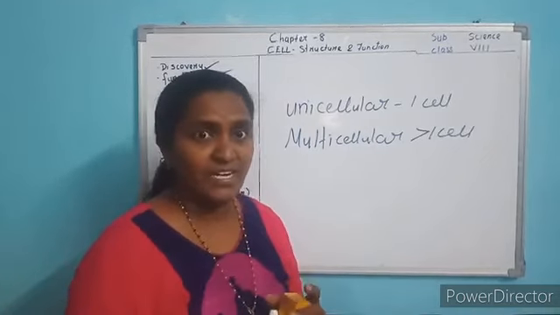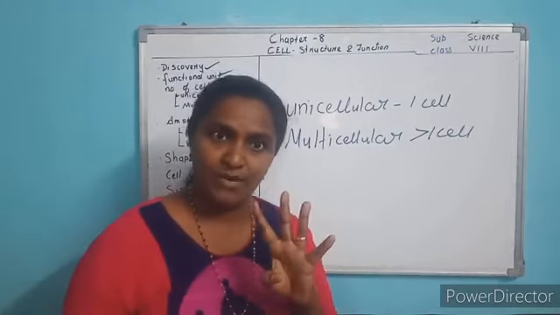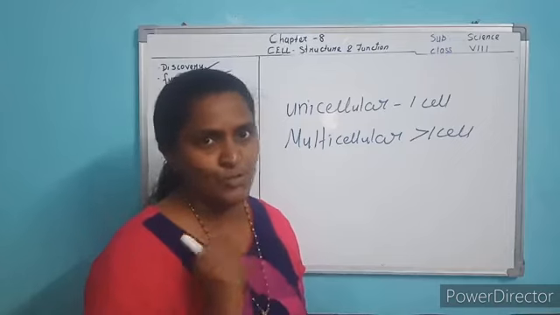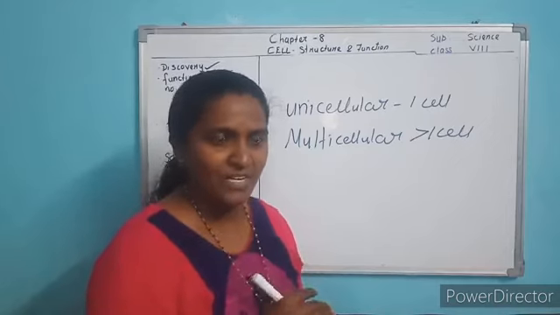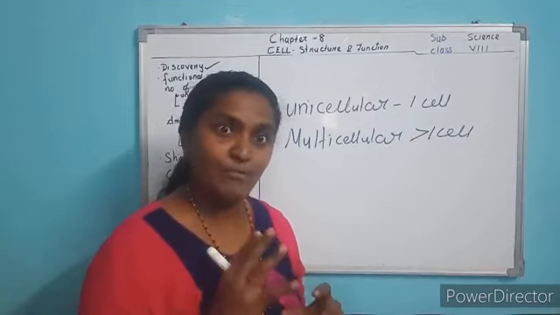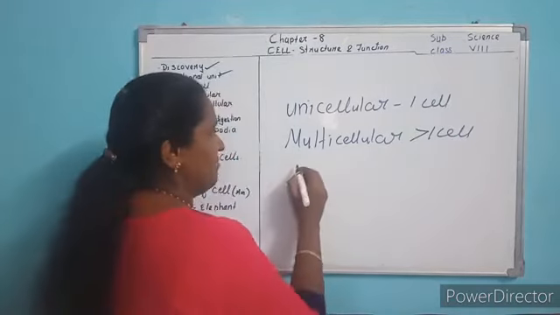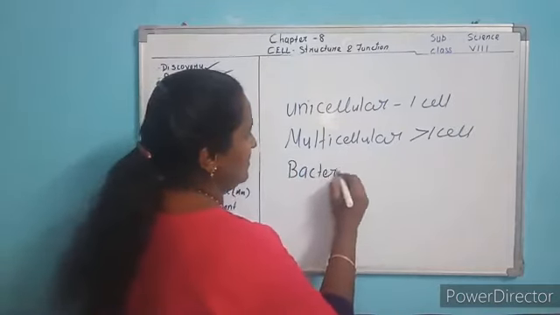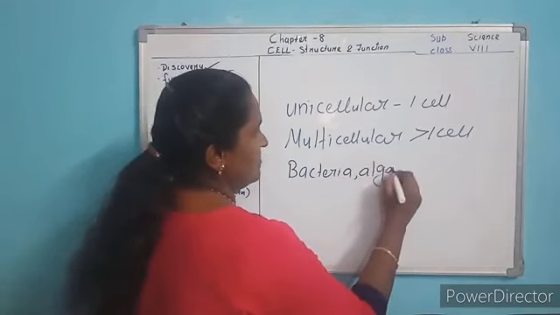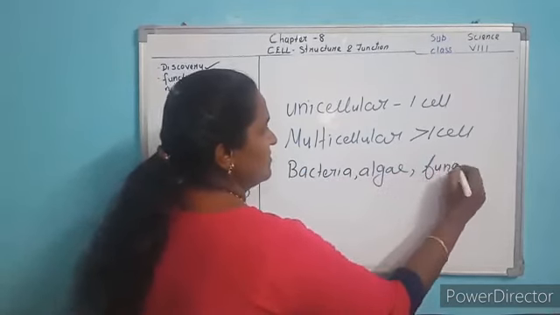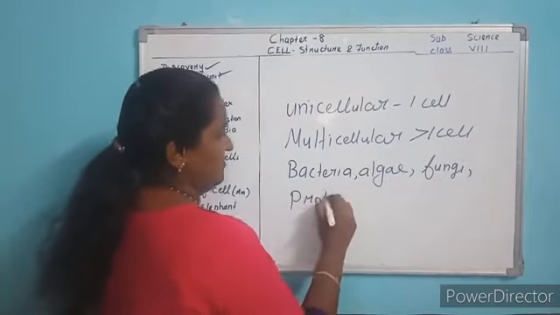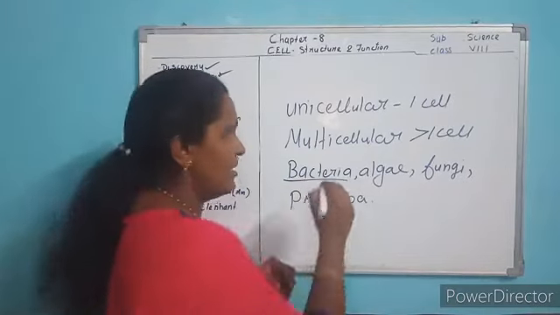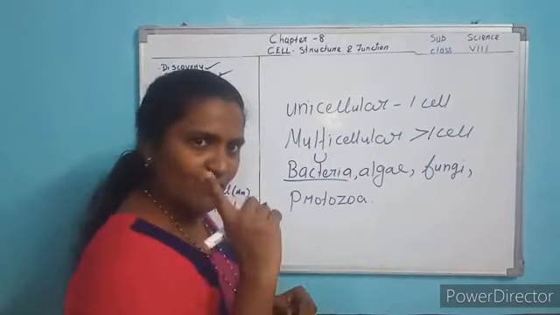In the second chapter, we studied about microorganisms. There are four main groups of microorganisms. What are they? Bacteria, fungi, algae, protozoa. Among these, many are unicellular organisms. We will write them. Here, all the bacteria are unicellular organisms. They have only one cell.